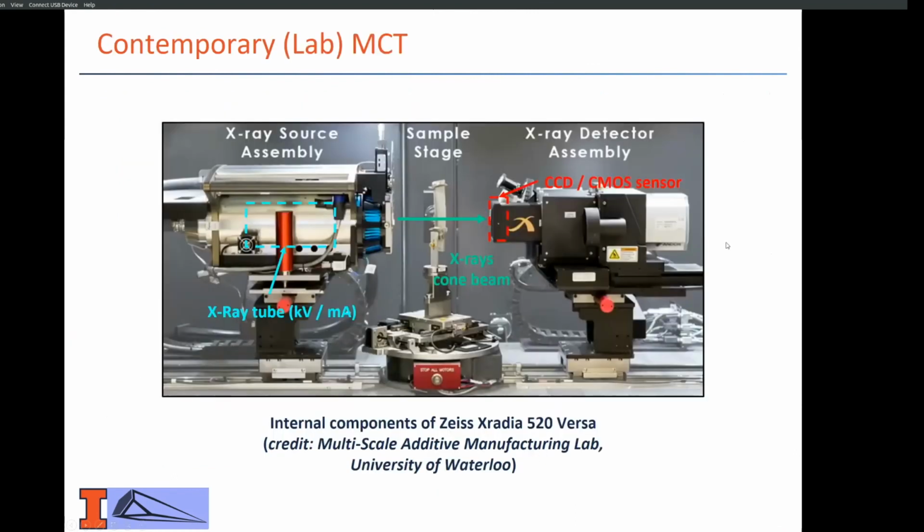Okay, and then just to talk briefly about a bit of the hardware that actually goes through taking a lab-based micro CT scan. Like I had said before, we have our X-ray source that actually produces our X-rays over on the left-hand side. We have our sample, which sits in the middle and rotates 360 degrees. And then finally on the right-hand side, we have our detector, which is normally equipped with a CCD or a CMOS sensor.